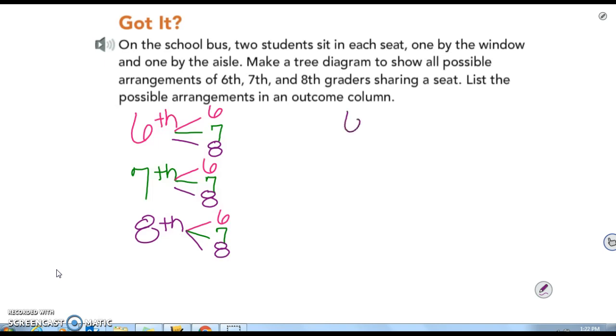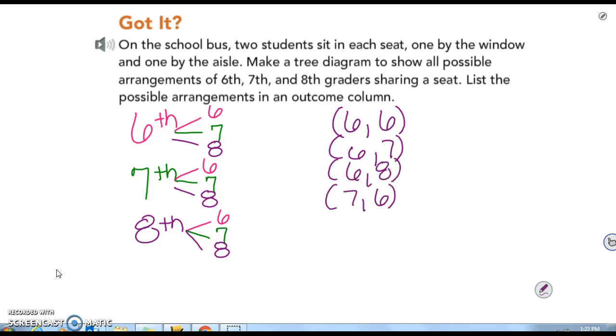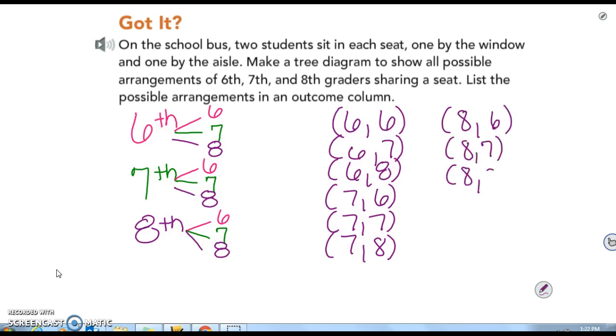So we could have 6th grader, 6th grader; 6th grader, 7th; 6th, 8th. We could have 7, 6; 7, 7; 7, 8. Or we could have 8, 6; 8, 7; 8, 8. As you can see, there are 9 possible outcomes when setting the arrangements of 6th, 7th, and 8th graders.